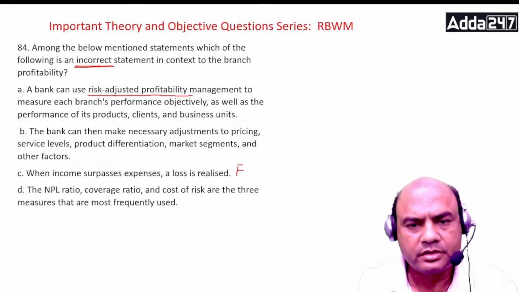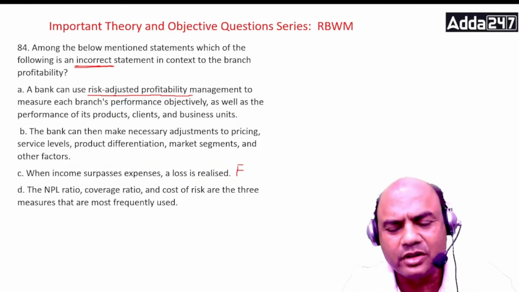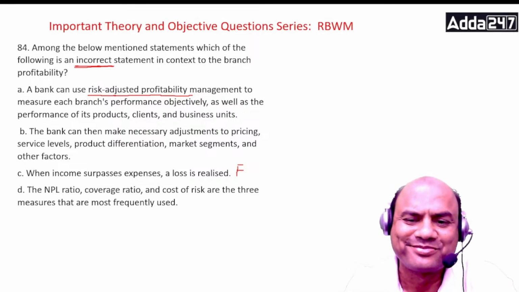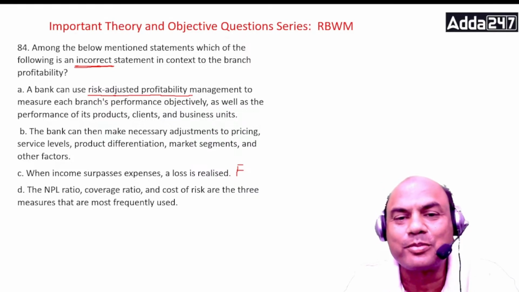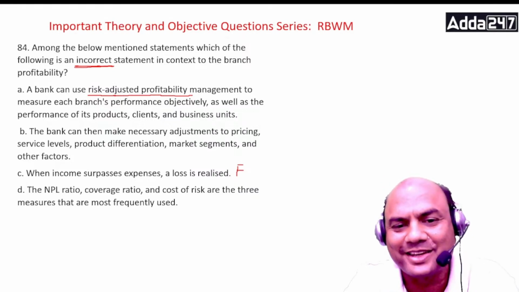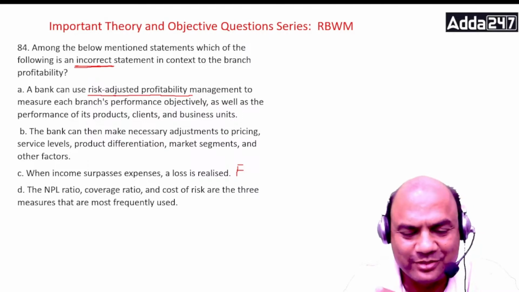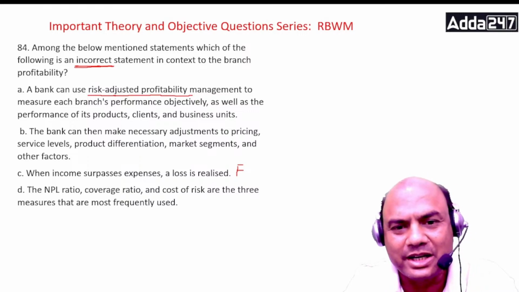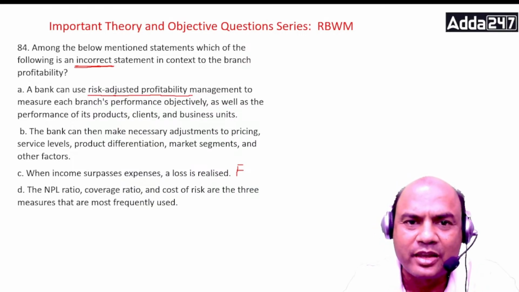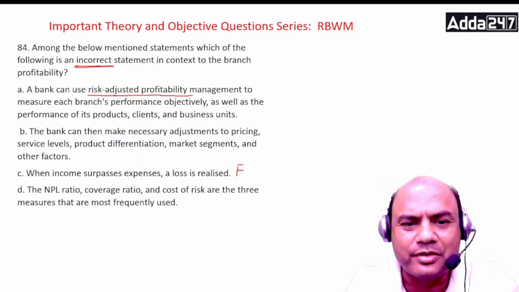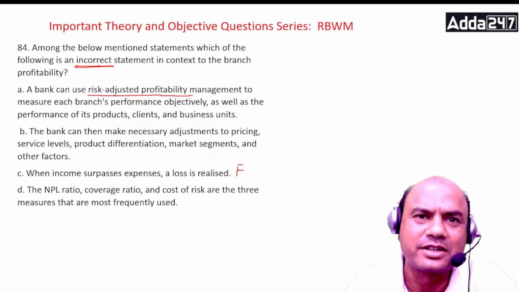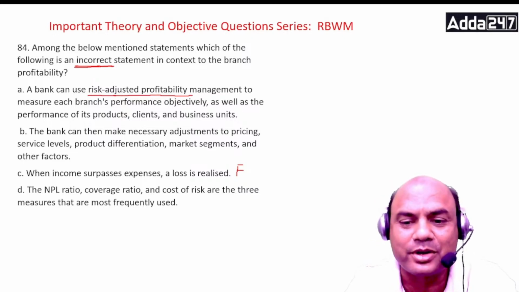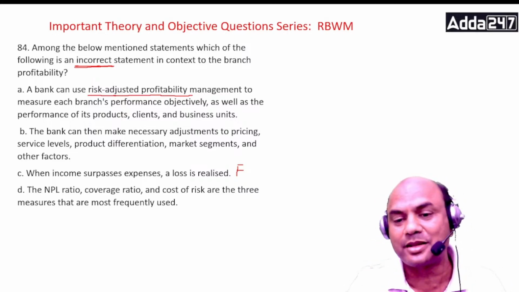So what is the NPL ratio? All of you have seen this NPL. Nobody asked me the question. NPL is non-performing loans. It is also called NPA. Here, it is a measure of risk, meaning risk management and profitability. If you have more NPAs, you'll have lesser profitability. Very simple logic. Coverage ratio, cost of risk, all these are used. NPL is very important because we generally use the term NPA in banks.